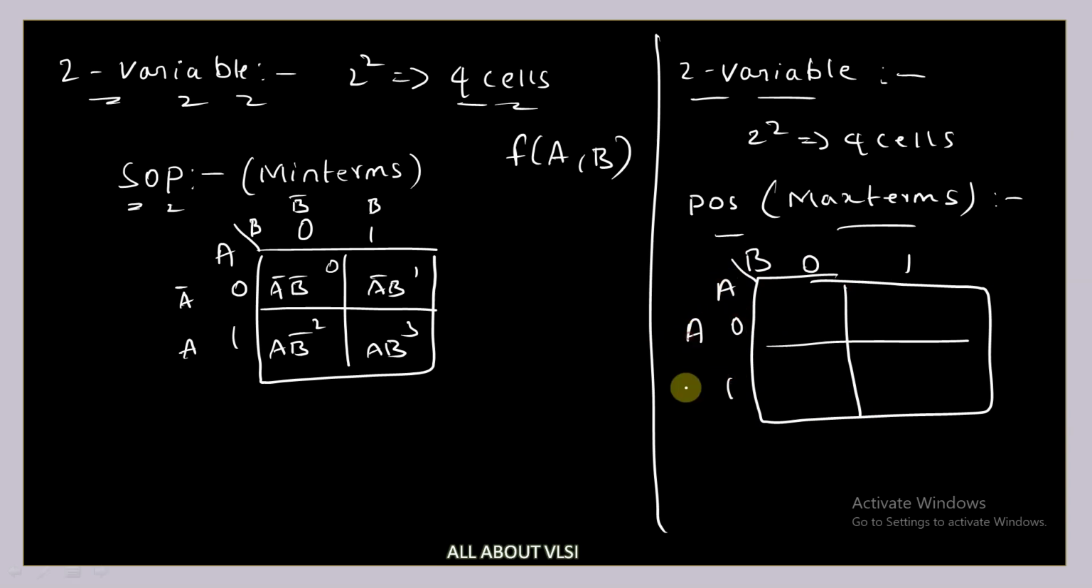So we are writing a and a bar, b and b bar. So this is 0 1 2 3. This is a plus b, this is a plus b bar, this is a bar plus b, and this is a bar plus b bar. So this is how we are going to plot our two variable K-map.